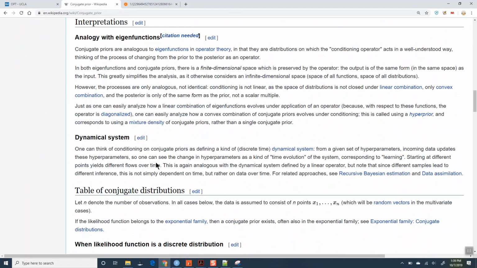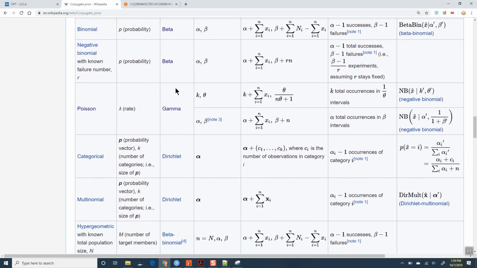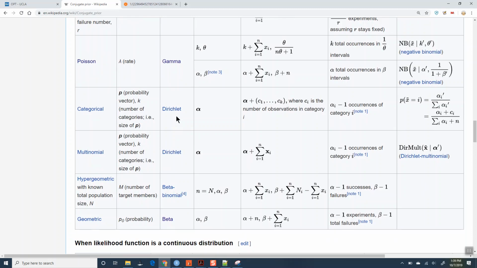Okay, so it's got the list of all of these things. Most of these distributions exist in R. If you want random values from the beta distribution, you type in rbeta. You want random values from the gamma distribution, you type in rgamma. The Dirichlet distribution, I think you have to install MCMCpack. There's a library for it, but it will do it as well.